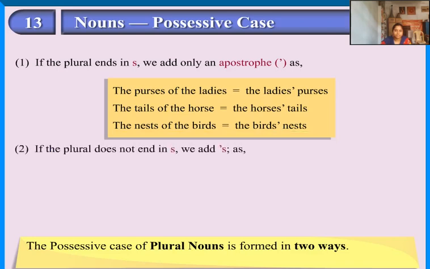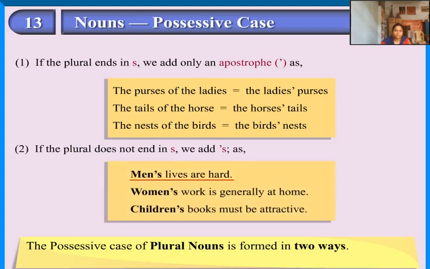If the plural does not end in s, we add apostrophe s, as in men's lives are hard, women's work is generally at home, children's books must be attractive.